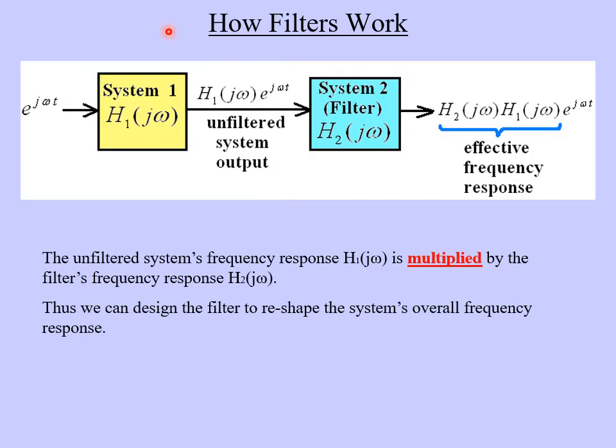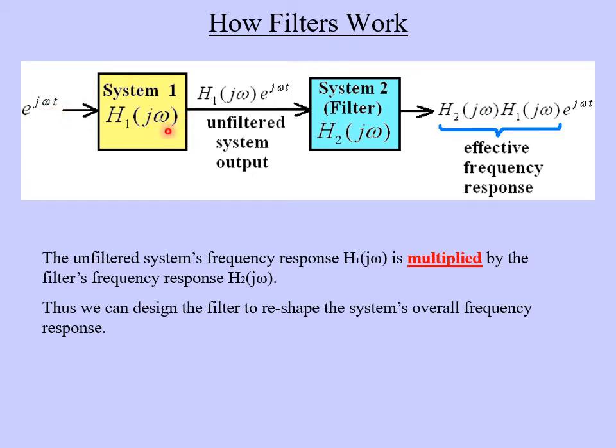So how do filters work? Well, here's a block diagram that sort of explains the main idea of a filter. So here we have a system, which we'll call system 1. And over here is our filter, which we'll call system 2. So as you know, a system is defined by its frequency response. So let's call our regular system here H1. So what we have going into our system, the input, is some frequency component. We'll represent this as a complex exponential e to the j omega t at frequency omega.